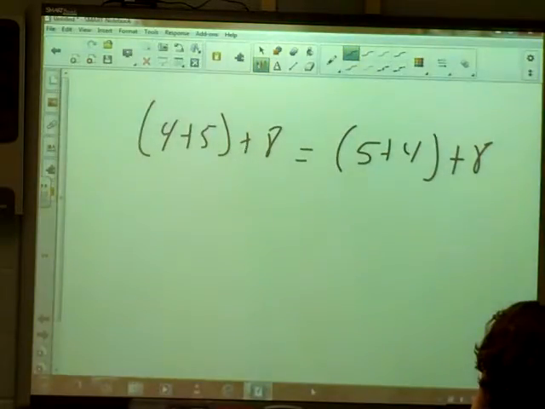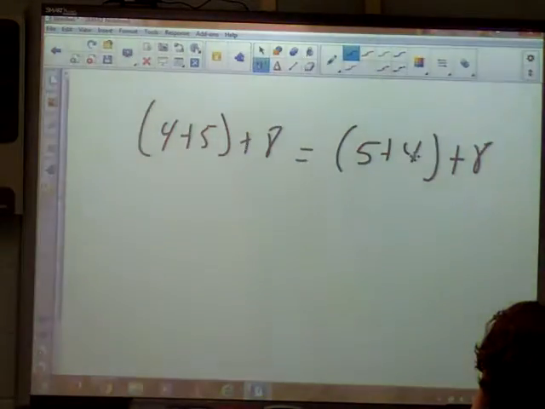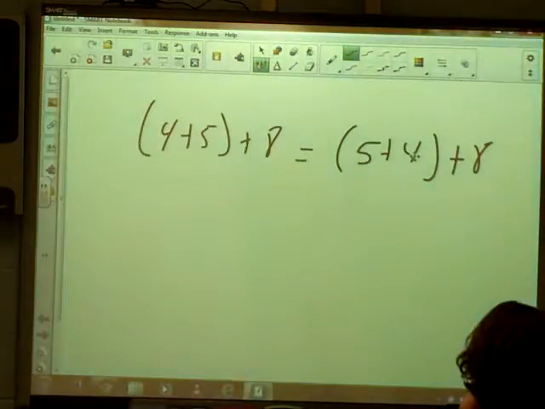Okay, good. Lexi's right. This one's got 4 plus 5. This one's got 5 plus 4. So the order of that addition changed. Which property means order changes? Commutative. Good job. That'd be D, commutative.